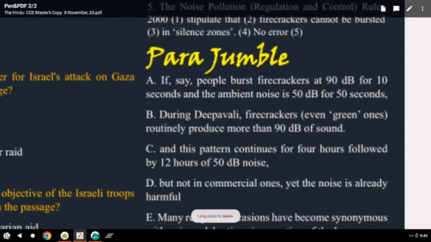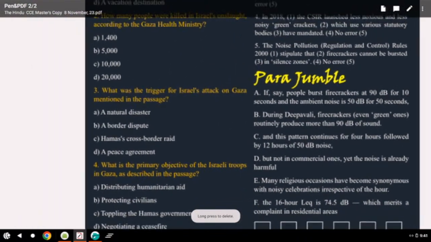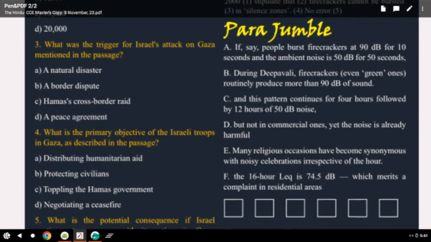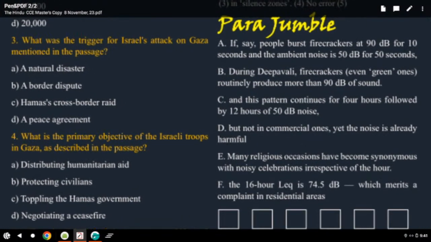Have a look at the para jumble and try to get the correct order. How many parts are there? You have boxes also. Can A be the first one? B be the first one? When you go through all the parts, you understand it is about religious celebrations, and that's a general term. Then the writer presents a specific example in the form of Deepavali or Diwali. Can C be the first one? No. D? No. So what is the first one here? E is the first one.